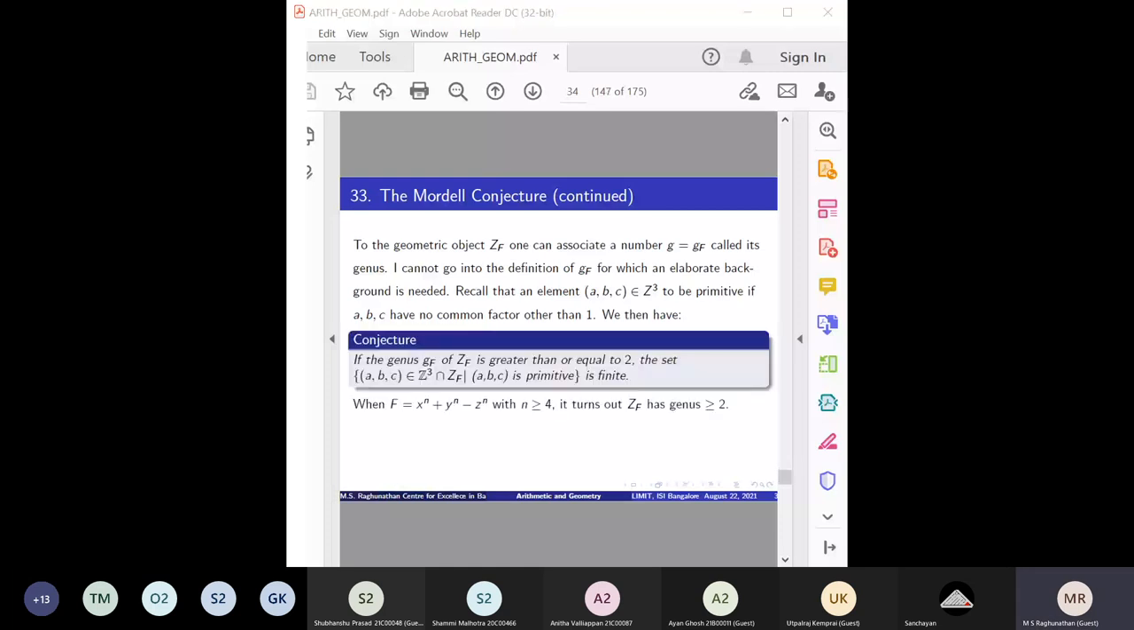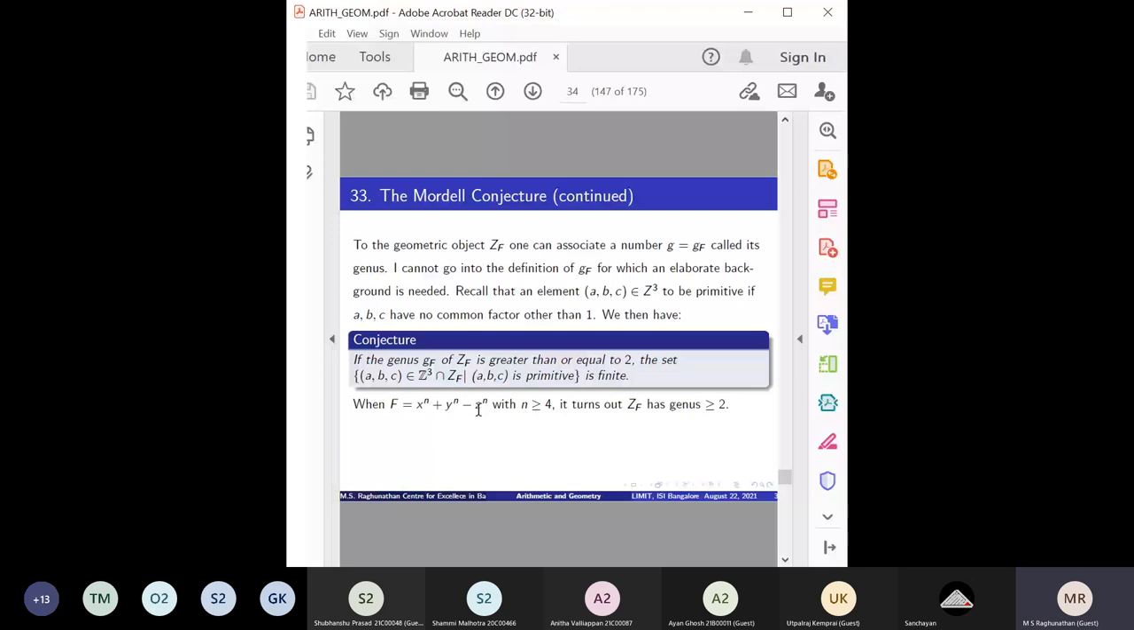We then have the following conjecture made by Louis Mordell. If the genus g_F of Z_F is greater than or equal to 2, then the set of all primitive integral triples (a, b, c) which lie on the geometric object Z_F, I'll refer to it as a surface, is finite. When F is equal to x^n plus y^n minus z^n, we are looking for F equals 0.